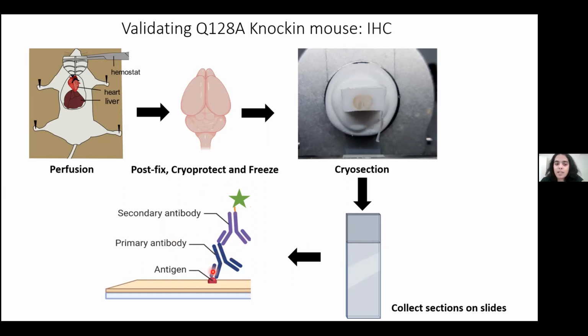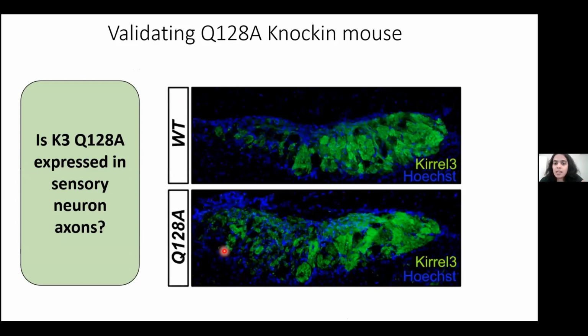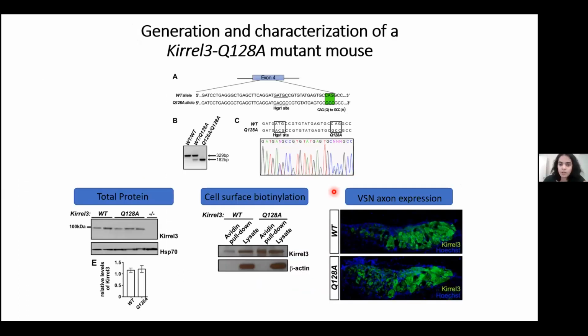So what happens is your primary antibody binds to your antigen, your secondary antibody tagged to a fluorophore binds to your primary antibody and fluoresces the color of interest. So using this, I looked at KIRL3. So in green, you see KIRL3 along the sensory neuron axons. These are basically the ends, the axons coming together in the accessory olfactory bulb. In blue, you see it's a counter stain. And yeah, so this confirms that KIRL3 is present along sensory neuron axons. So this is all the results from my validation. So sequencing, Western blot, cell surface biotinylation, and IHC.